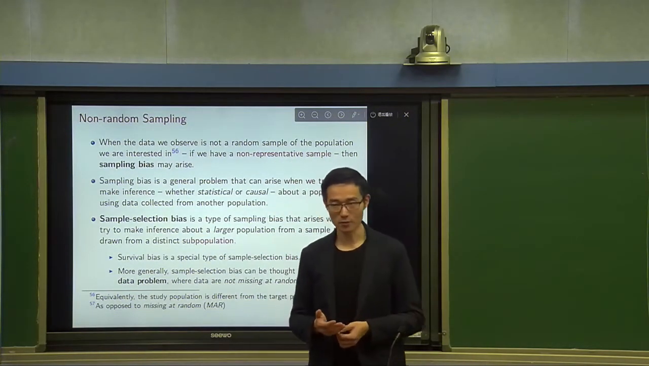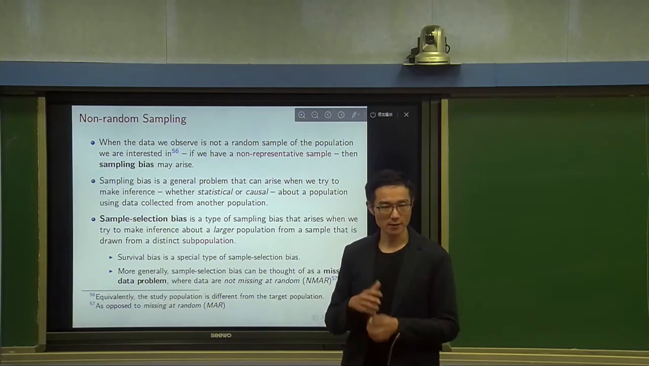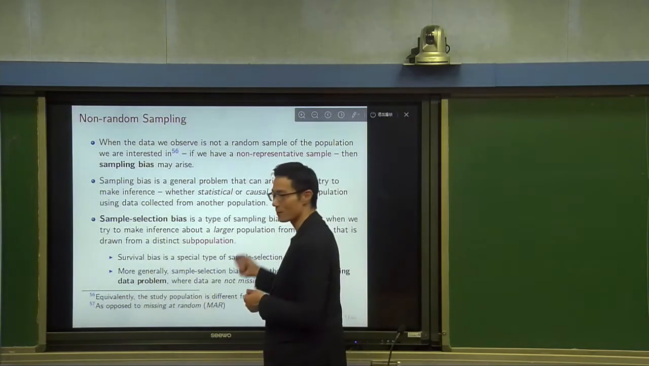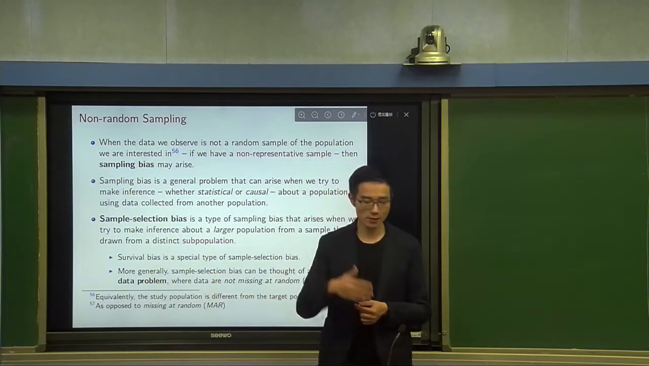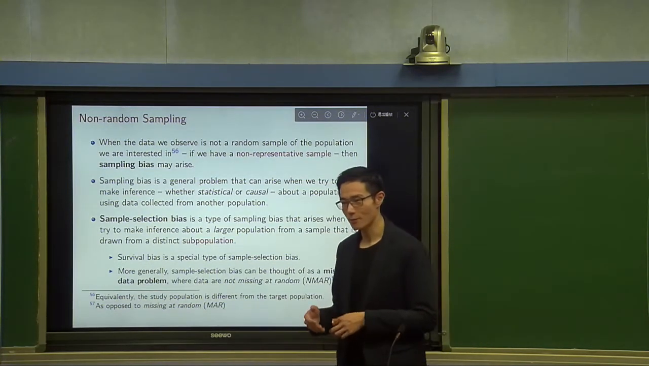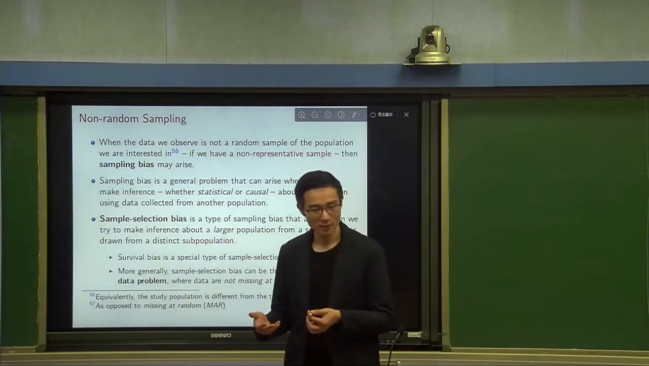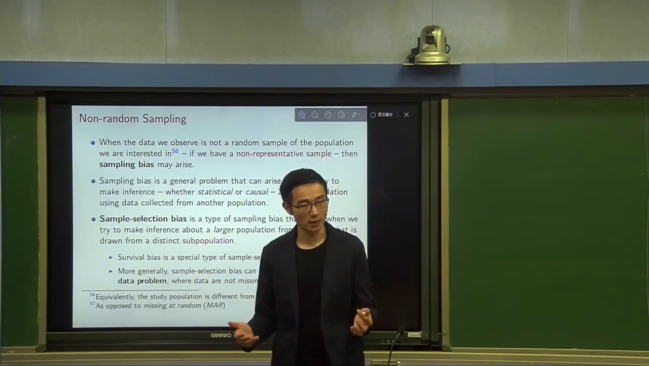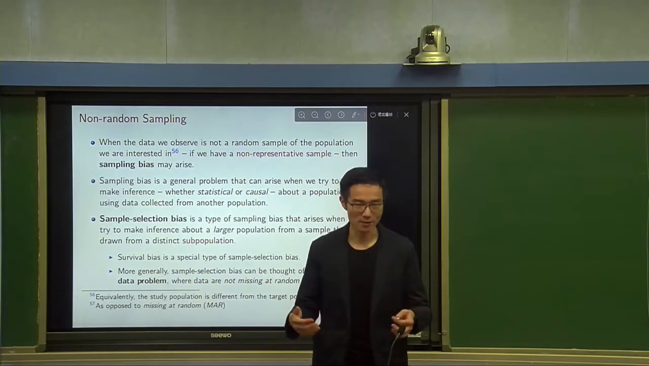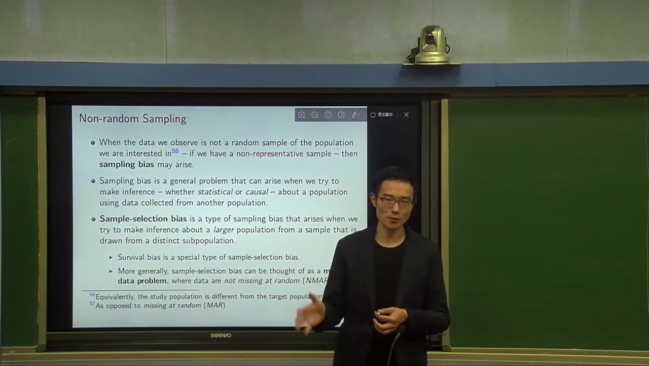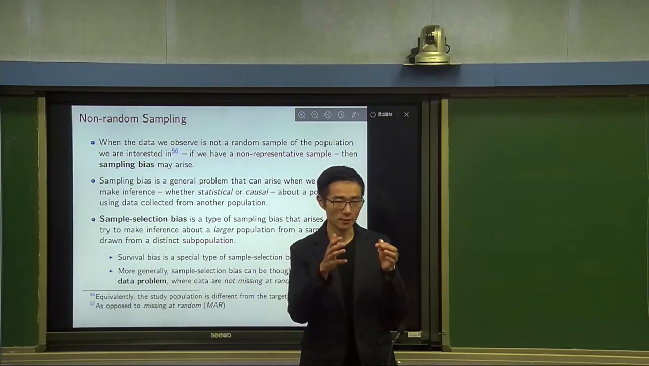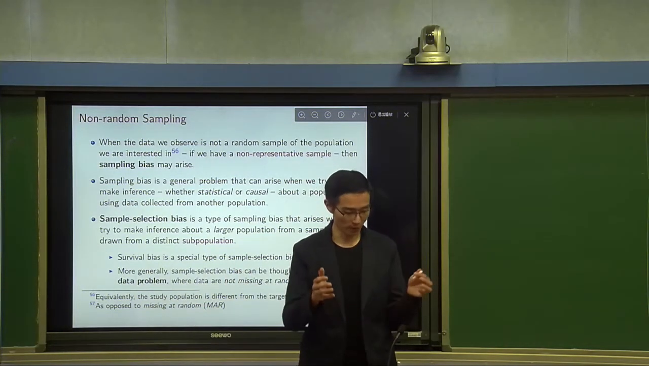We also talk about survival bias, in the sense that we only see people who survive. Survival bias is a special type of sample selection bias. Previously we talked about self-selection bias. Self-selection bias is about people choosing their own treatment. And because of that, there may be a confounding issue. There's a Z that causes both X and Y. In that case, we have self-selection bias. In this case, what we call sample selection bias is when we're interested in a large population, but we only see data from a smaller subset of the population.